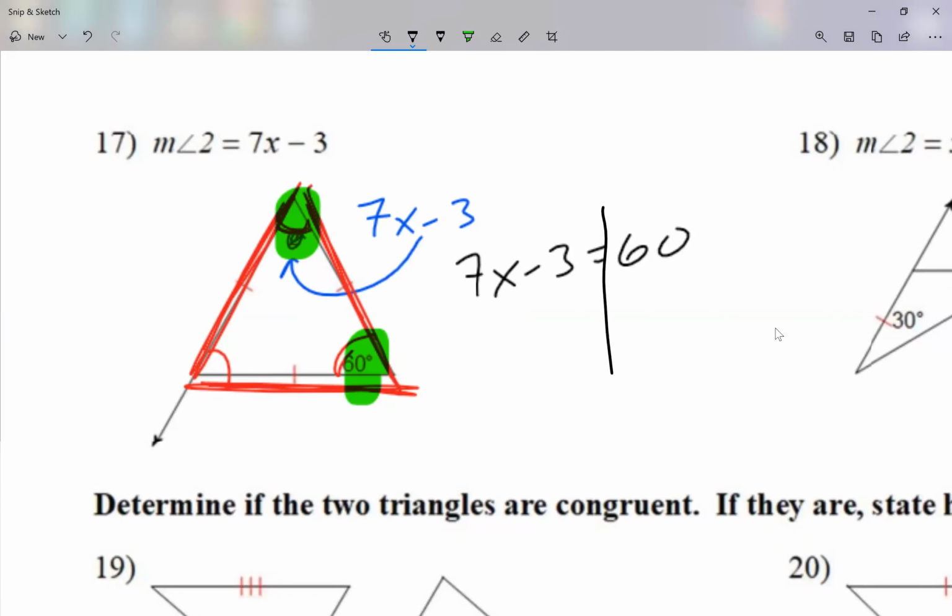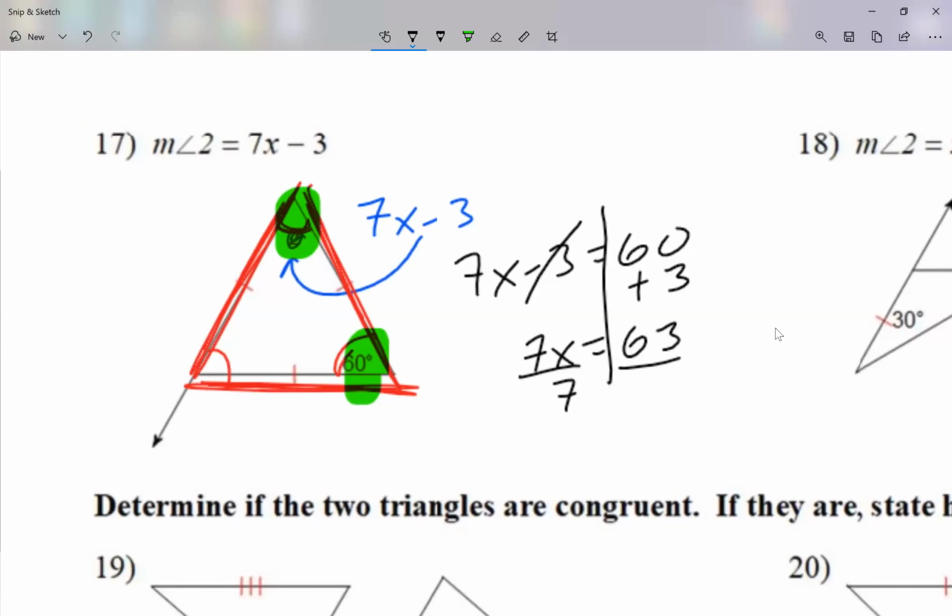Okay, let me separate them through the equal sign. I want the 7x by itself, so this minus 3, let me move it over as a plus 3. So I have that 7x is equal to 63. I see a 7 in front of the x, so let me divide both sides by 7. 63 divided by 7 is 9. So x is equal to 9. Nice.